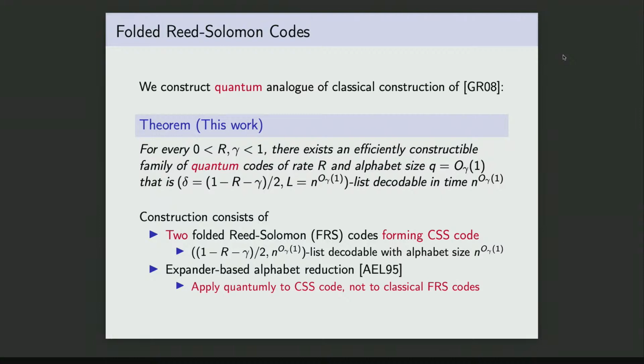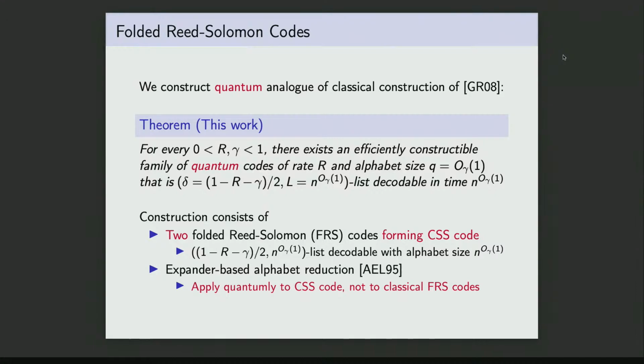So basically, we just stick the word quantum in front of everything here, but it doesn't quite work perfectly. The first step works. If we take 2 folded Reed-Solomon codes, then we'll get a CSS code that's list decodable up to almost the Singleton bound. But the problem is we have a large alphabet size. And it turns out we can then apply this expander-based alphabet reduction technique. We can't just take the alphabet-reduced classical codes and apply CSS directly. Instead, we have to apply the alphabet reduction on the CSS code itself. So we need an inherently quantum alphabet reduction technique.